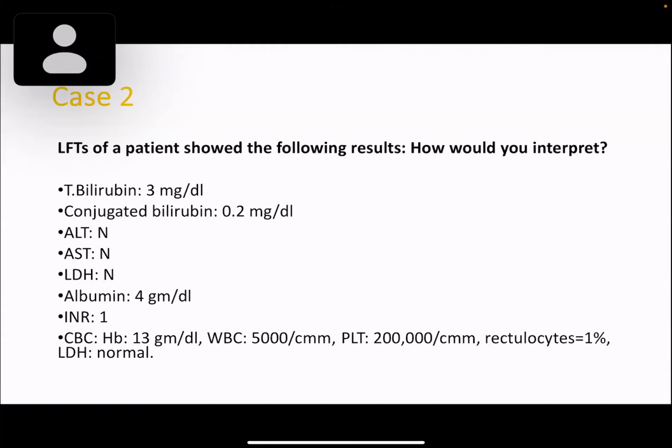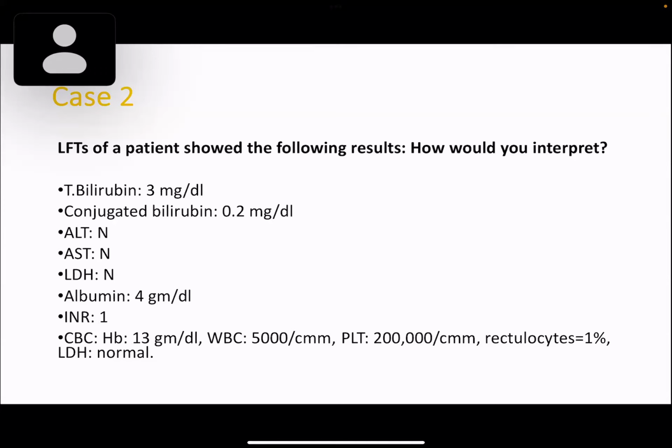A liver function test obtained from a patient showed total bilirubin of 3 milligram elevated, conjugated bilirubin of only 0.2 milligram. Liver enzymes, including ALT, AST, and LDH, all are normal. Serum albumin within normal, and normal INR. His complete blood count, hemoglobin, white blood cells, platelets, and reticulocyte counts are normal.